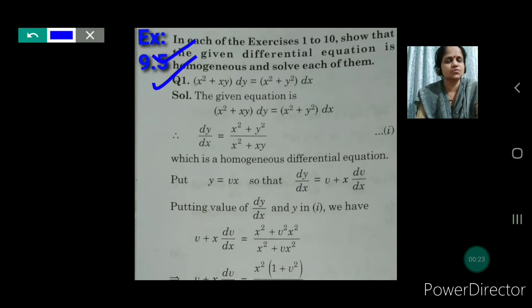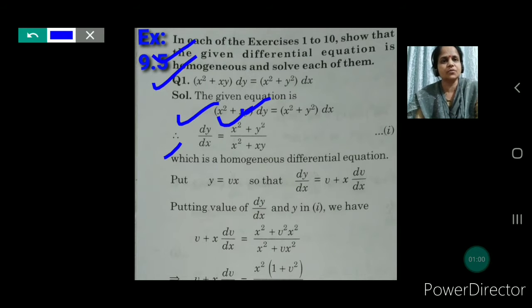Question is (x square plus xy) into dy is equal to (x square plus y square) into dx. Okay, the given equation is dy upon dx is equal to (x square plus y square) upon (x square plus xy), which is a homogeneous differential equation. So how to know that the equation is homogeneous, linear or any other kind? So for this, if the power of both variables are same in numerator and in denominator, then this type of equation is homogeneous differential equation.